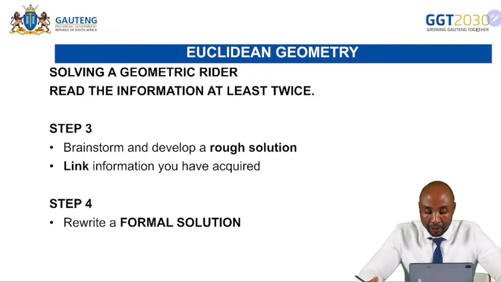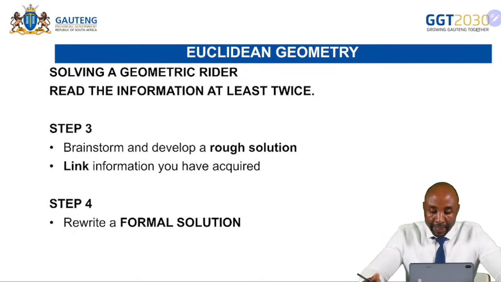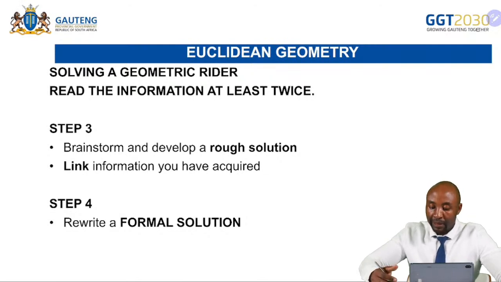Please, grade 12s, always write down your information in your answer book. Do not write on the question paper, as you do not submit your question paper. Write your solution in your answer book. The rough solution that you are developing, do it in your answer book, on your diagram there, and then you will write down the formal solution in the space provided for the solution down there.